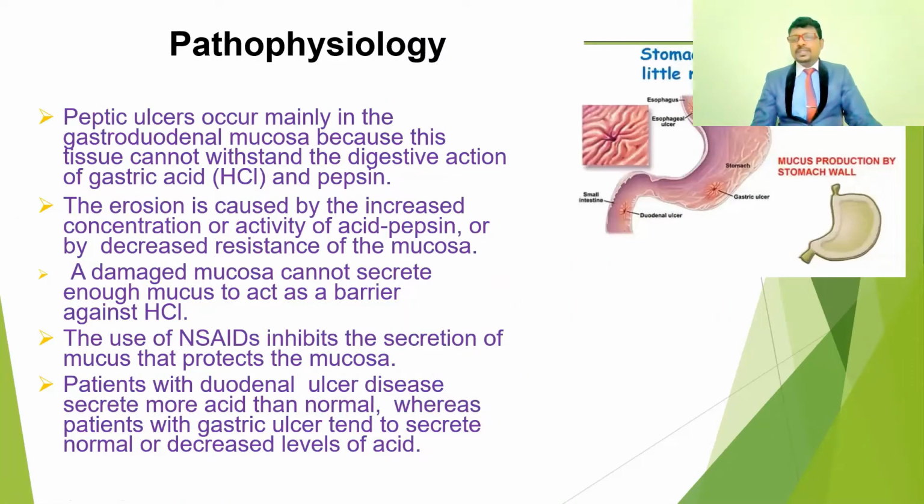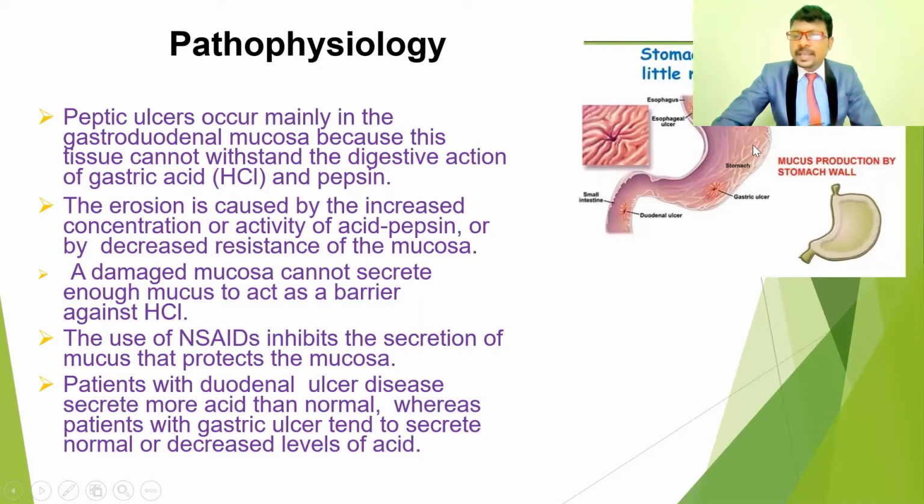So coming to the pathophysiology, how are the ulcers going to be formed? Peptic ulcers occur mainly in the gastroduodenal mucosa because this tissue cannot withstand the digestive action of the gastric acid and pepsin. Because of the pepsin and the HCl concentration, the tissue is going to be damaged.